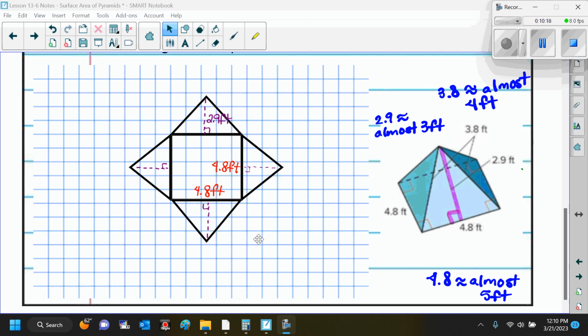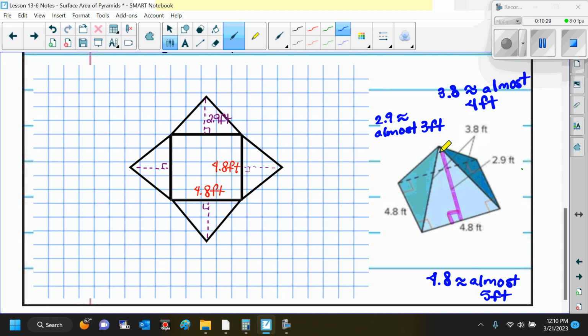Now, was there some information here that we did not really need? Oh, yes, there was. This right here, they were telling us the side lengths. They're saying that this was 3.8 feet and this was 3.8 feet. So, did we really need this information right here? Nope, did not. We only need the base and the slant height to draw the net. There you go.